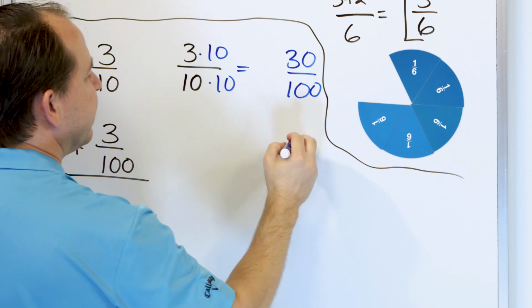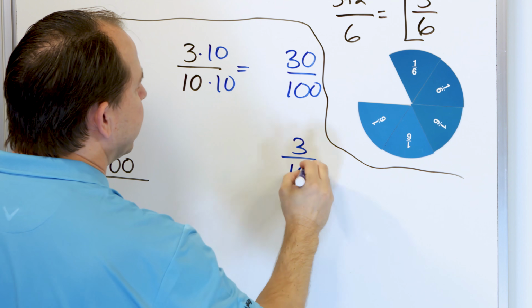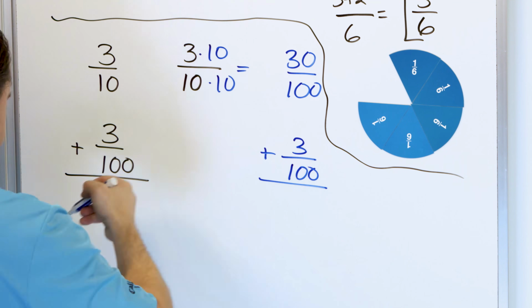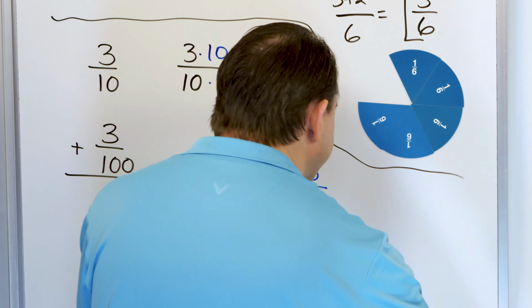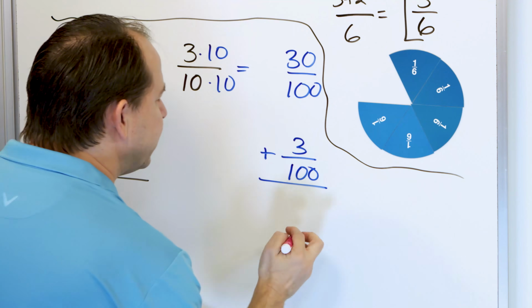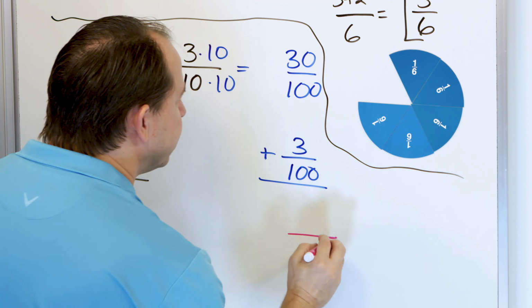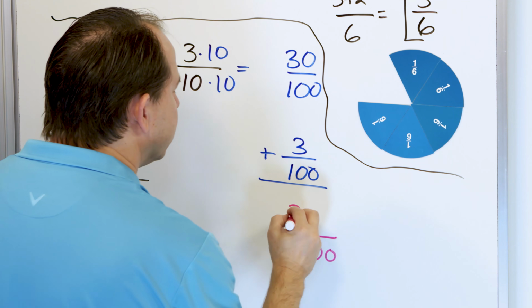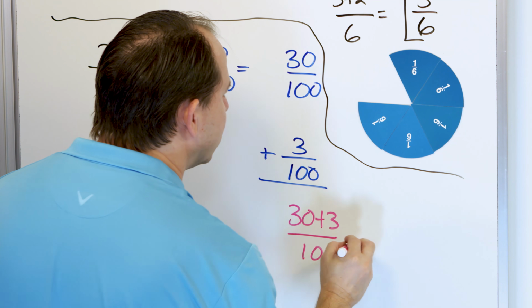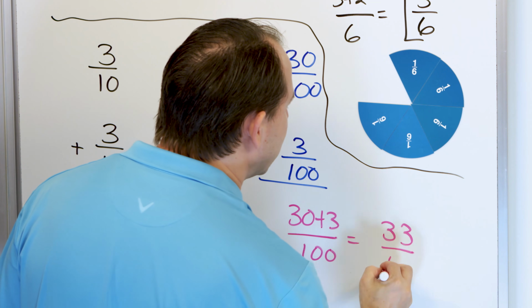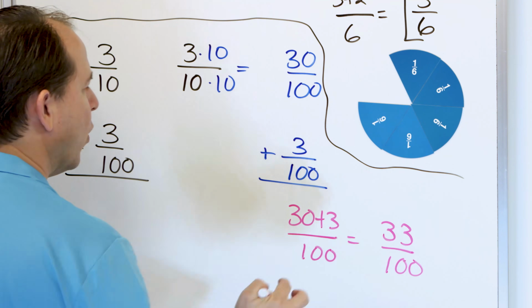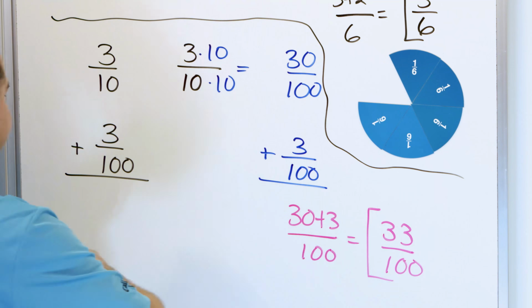And then I'm going to add it to 3 100ths. Now I have the same bottom number, the same denominator in the bottom. So the same denominator means that stays in my final answer. 30 plus 3 is equal to 33 out of 100 slices. 33 100ths. And that's the final answer.